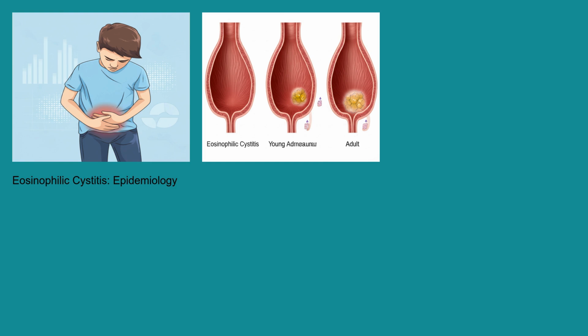Eosinophilic cystitis is a relatively rare disease, and accurate data on its prevalence and incidence are limited. It can affect individuals of all ages, but it appears to be more common in children and young adults. Some studies suggest a slightly higher incidence in males compared to females, but further research is needed to confirm this.